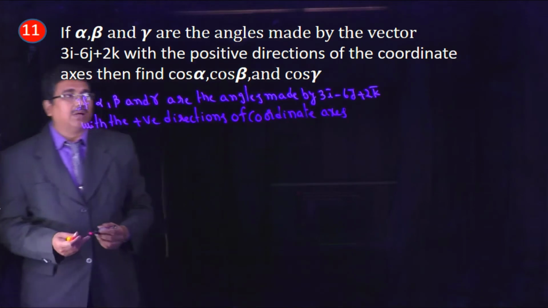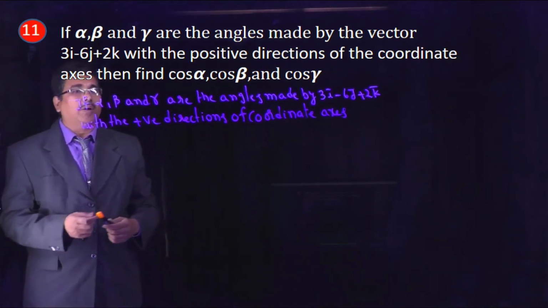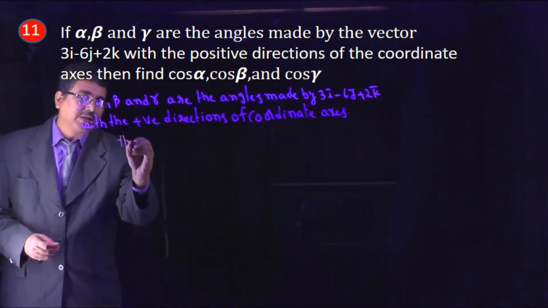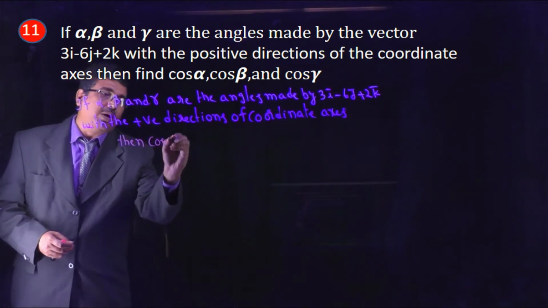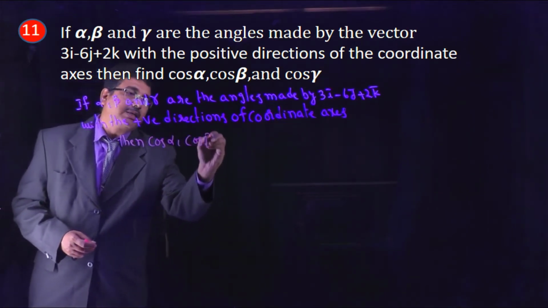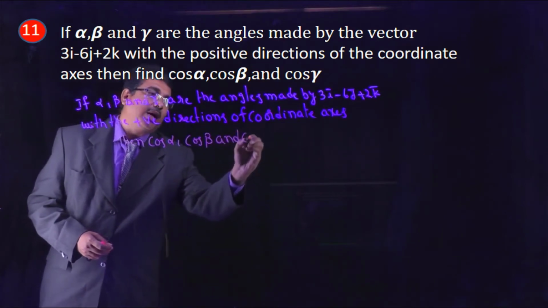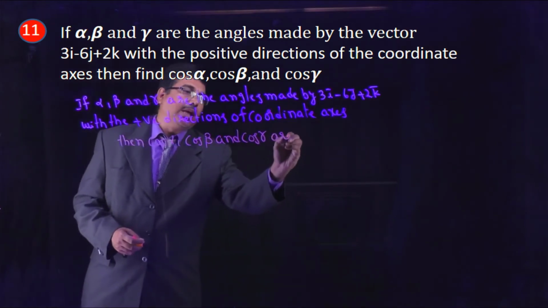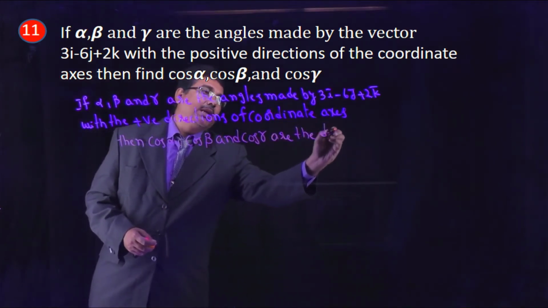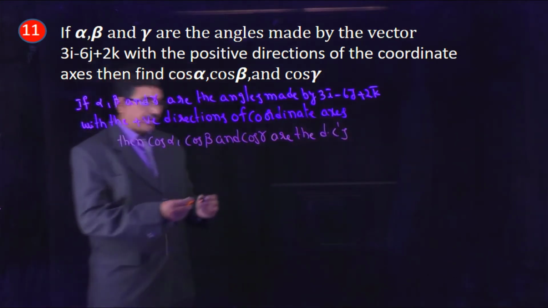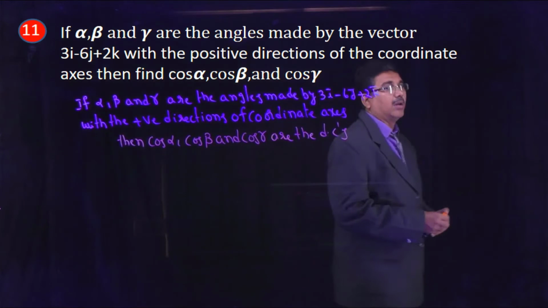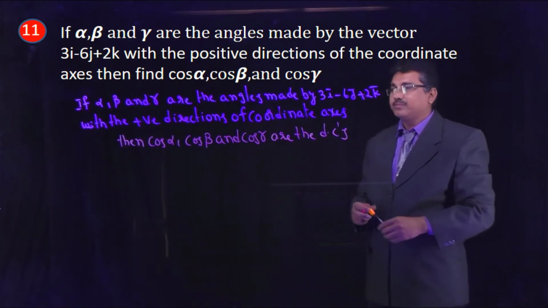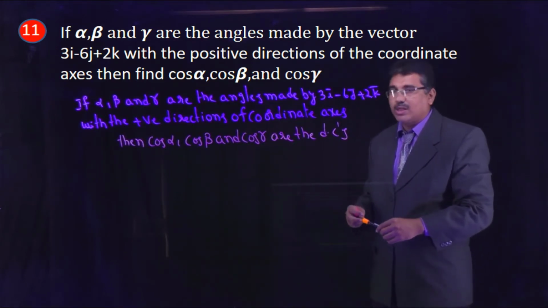then cos alpha, cos beta and cos gamma are the direction cosines of the vector. This can be found in two methods.